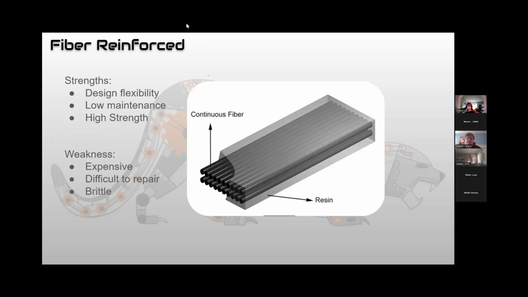So the first one is fiber reinforced. This is just using fibers of one type of plastic and then covering it all in another one. This is very design flexible, so as long as you make your design fibers the right length, you can make this design customizable to how you want it to be. You don't need much maintenance on it because once you make the part, that's it. You've already made the part. You don't have to upkeep it.